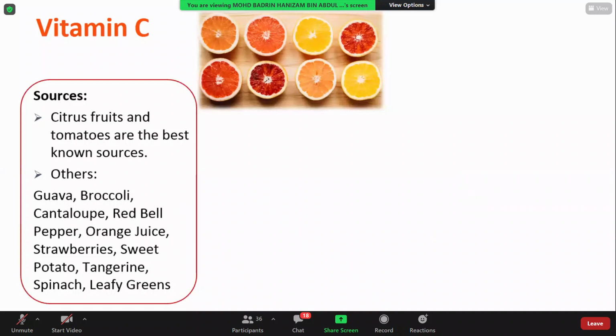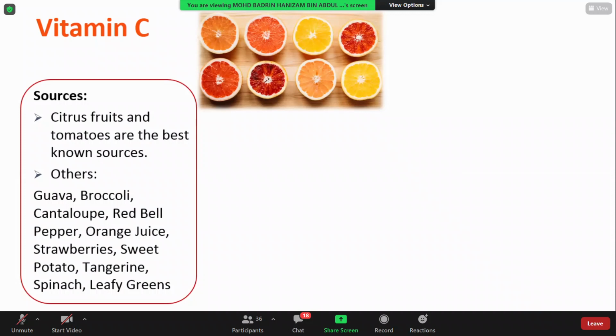Vitamin C, this is very well known, nothing new. You can get it from citrus fruits, and tomatoes are the best known source, but I'm not sure. You have to check how much vitamin C one citrus fruit can give you. Otherwise, you might end up having to eat 10 oranges in order to fulfill your vitamin C daily requirement. Might as well get a supplement.